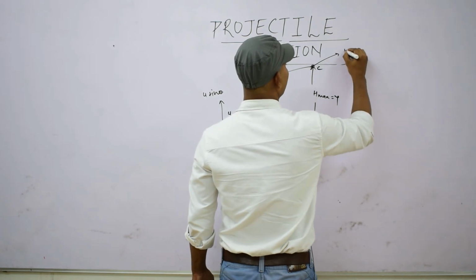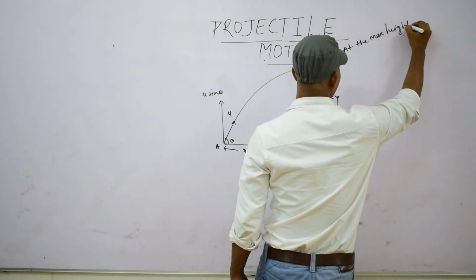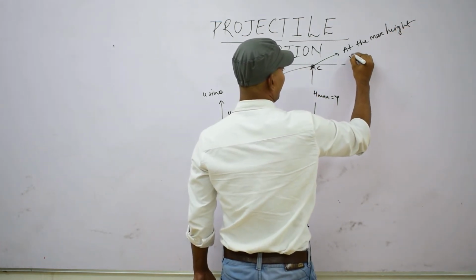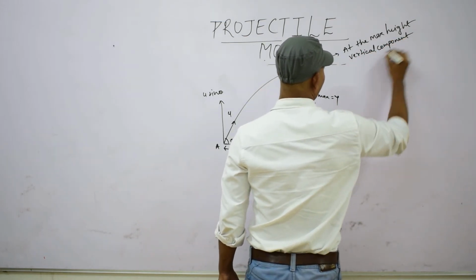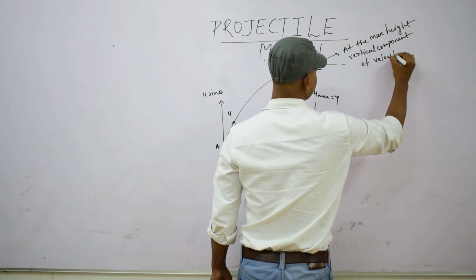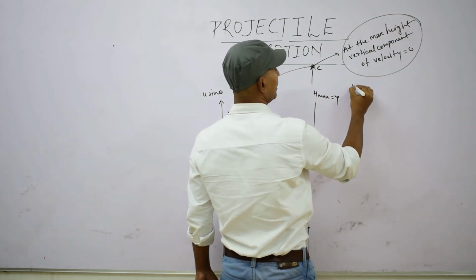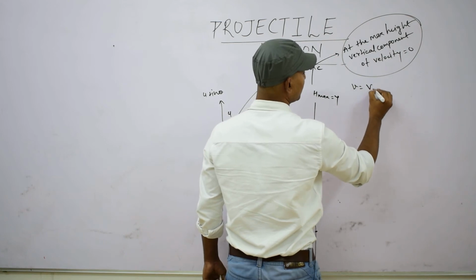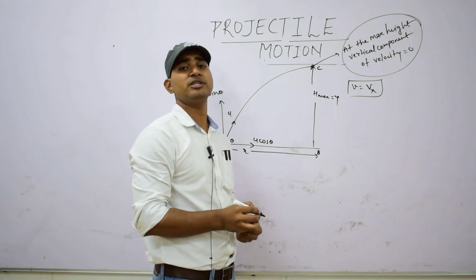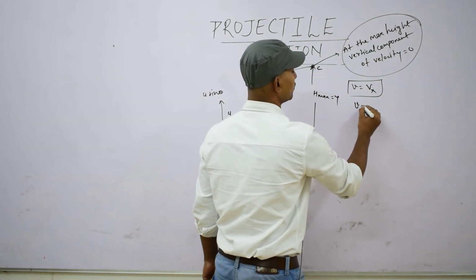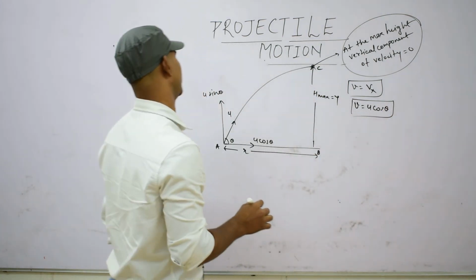So this is important: at the maximum height, the vertical component of velocity is equal to 0, and then the total velocity of the body is only due to the horizontal component, and that component is u cos theta. So at the maximum height, the total velocity will be equal to what? U cos theta.